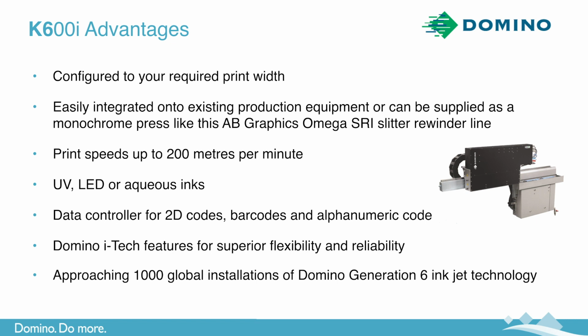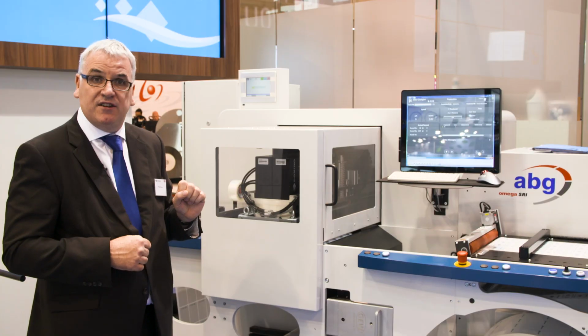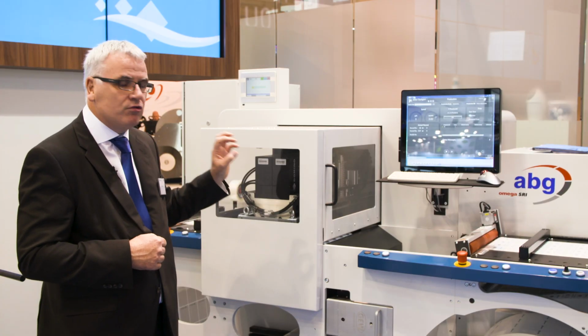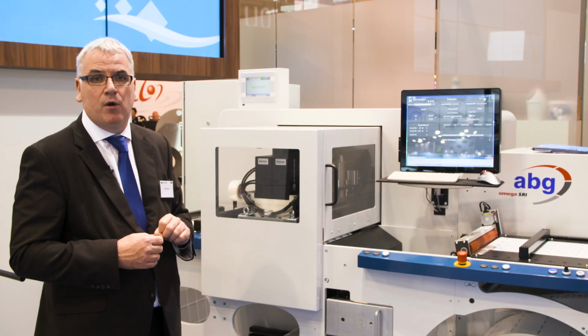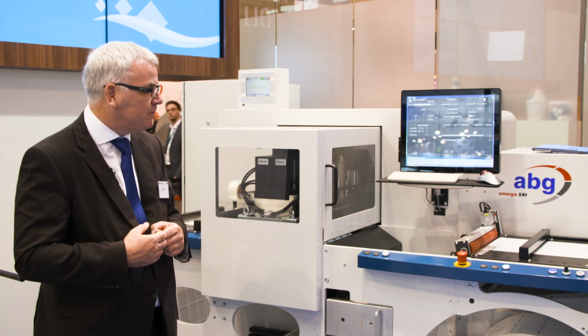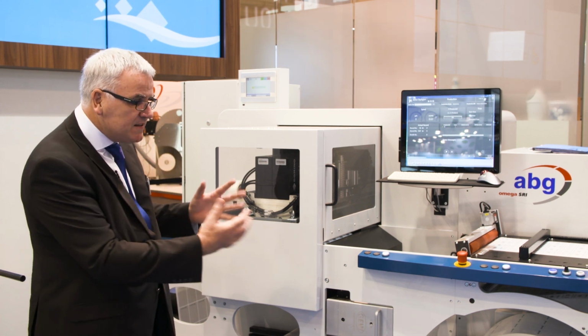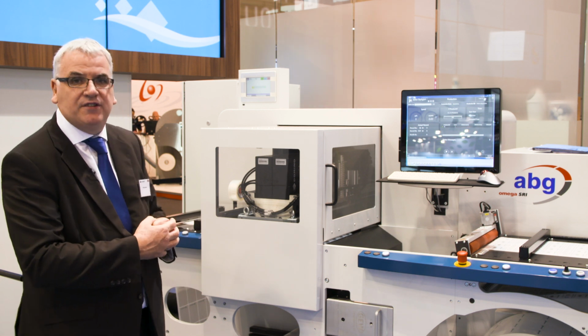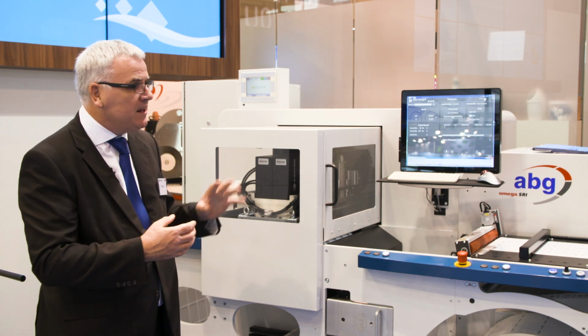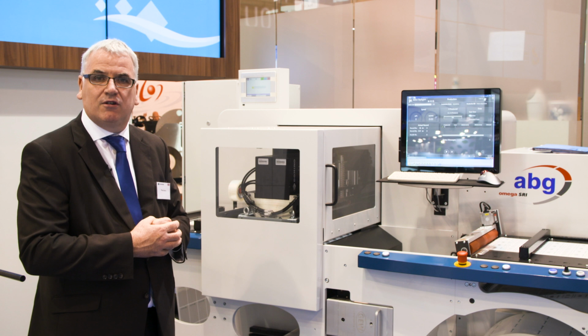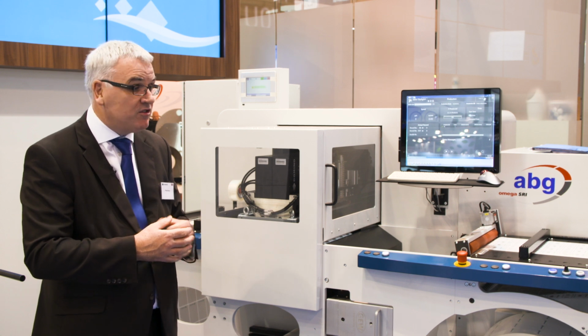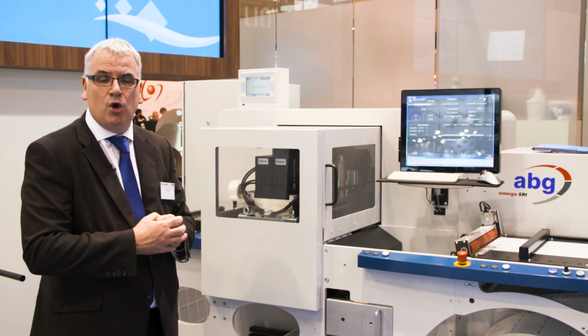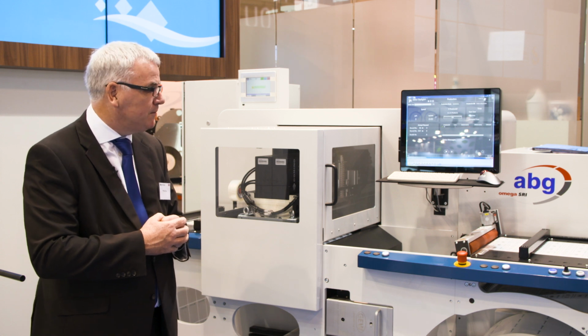It's available with 2 controller solutions. One is a universal controller for different databases. That's called our Editor Starlight controller, and the other is the Editor RIP, supporting a PDF workflow with multiple page PDFs. In this instance, we've mounted it on an AB Graphics Slitter Rewinder inspection system, but it's also readily available for integrating onto existing production equipment, such as flexo presses or on finishing lines.